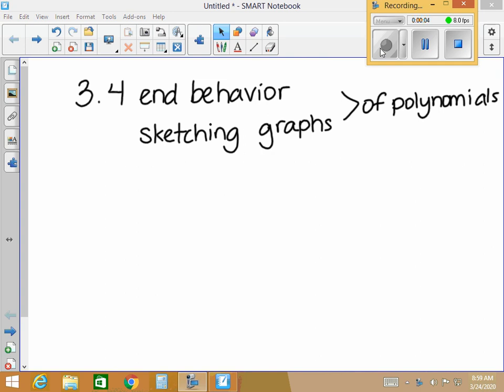So section 3.4, we're going to be talking about polynomials, and we were talking about graphing techniques at the end of chapter 2, where we know how to move a graph left or right, and we know how to move it up or down. We know how to reflect it across the x or the y-axis, how to make them skinnier, wider, stretch them, shrink them, whatever words we want to use.